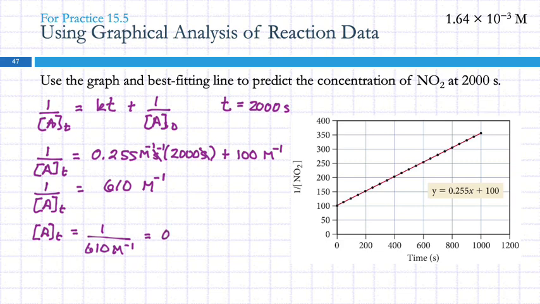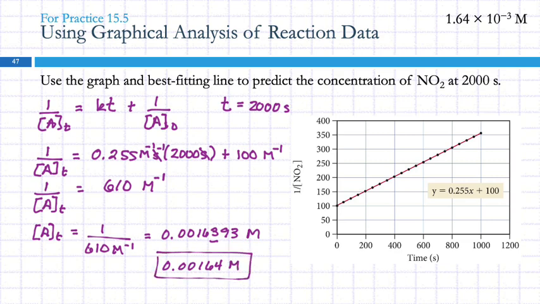And this says 0.0016393 molarity. And again, a reasonable number of sig figs would be 3. So we'll say 0.00164. Yay, I got it right.